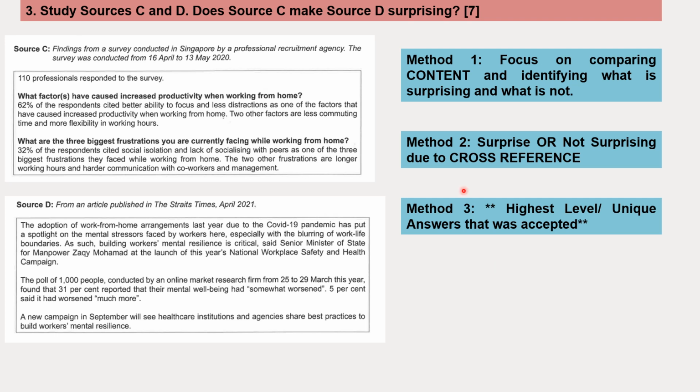So I will go through method 1, method 2, method 3. Now, again, because this is a 7 marks question, a higher level answer would require cross-reference. However, method 1, where you just compare between surprising and not surprising just based on the content of the two sources, is also possible. So you need to see whether or not you understand the two sources and whether you could see the relevance when you cross-reference.